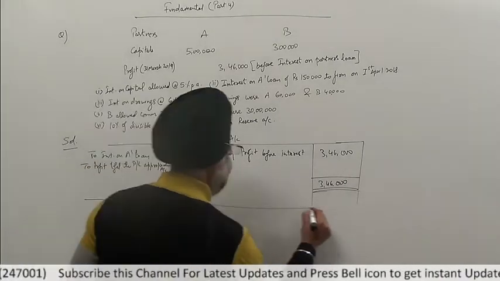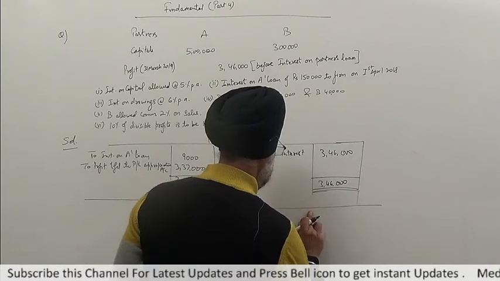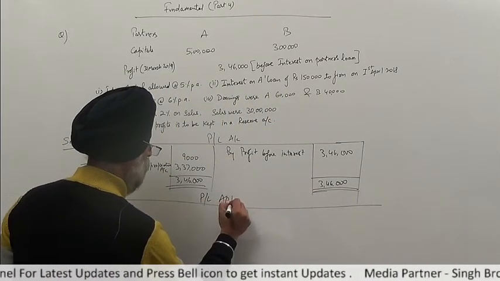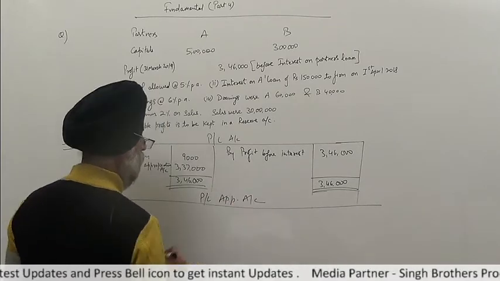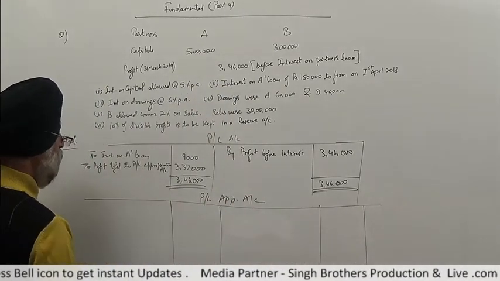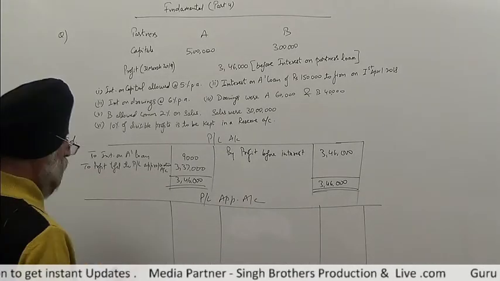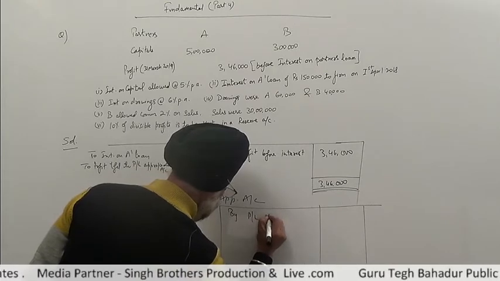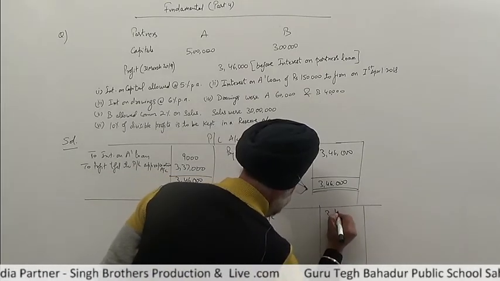Now come to the P&L appropriation account. In this account, first of all take this profit by the P&L account. The net profit that came to us is 3,37,000.